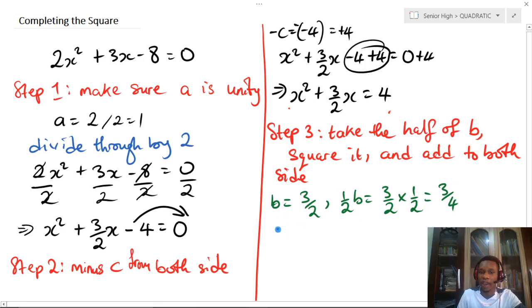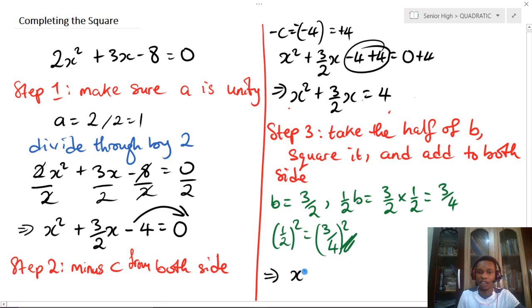Now what's the next thing? We take the square of that half of b. So taking the square of the half of b, we have 3/4 squared, right? So we take the b, take the half of b, and then we square it, and then we add it to both sides. So we're adding this value that we've gotten to this side and this side.